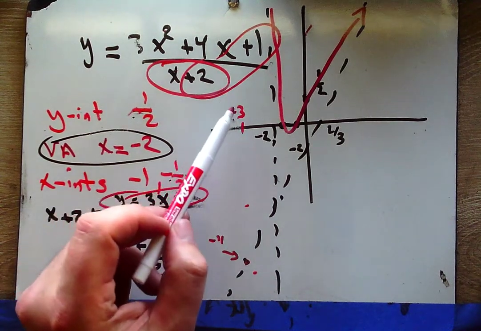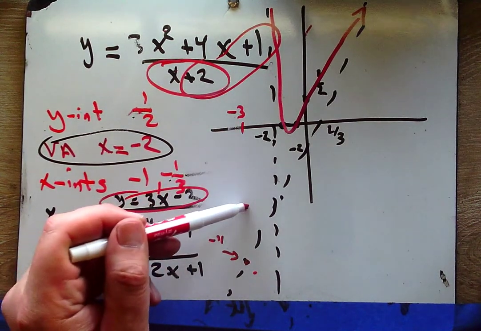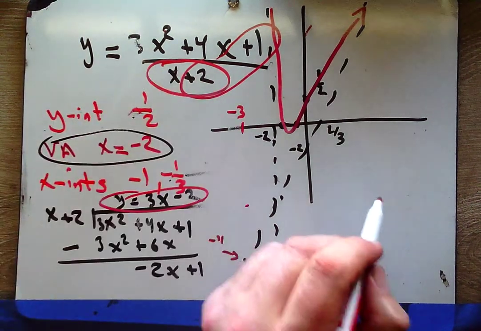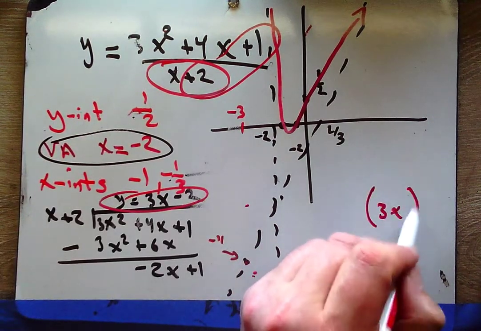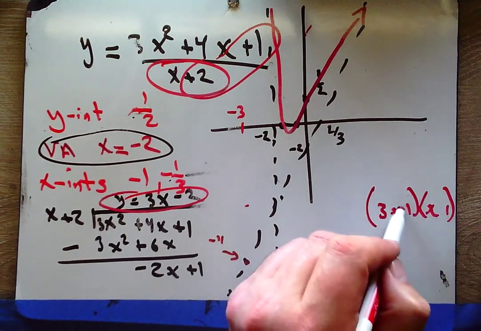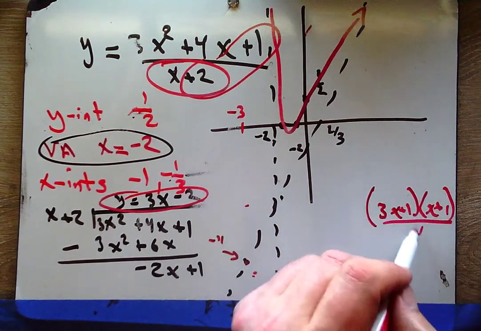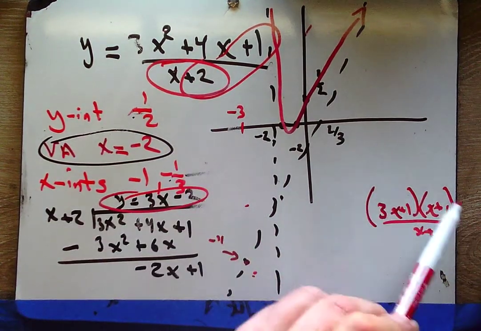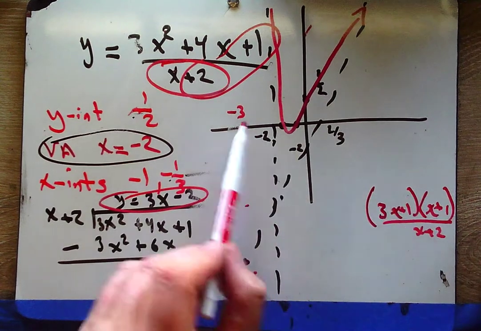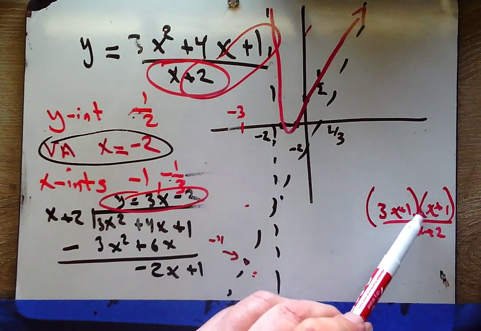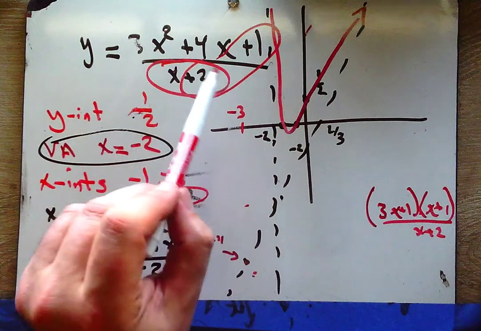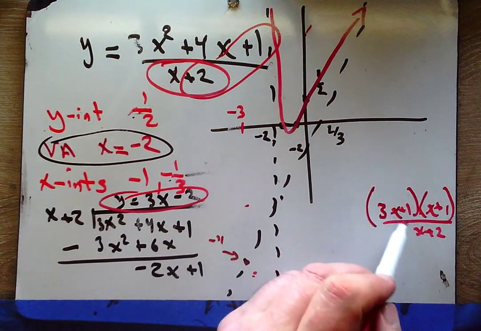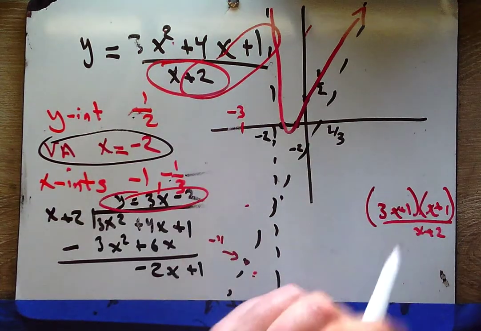I'm wondering if when I plug in a -3, do I get something up here or down here? Well, let's see what happens. We had factored the top as (3x plus 1)(x plus 1) over x plus 2. And the reason I'm thinking about that is because for me, plugging that -3 in here in the factored form is easier than plugging the -3 in here. You could do either, doesn't matter. But for me, a little easier here because I don't have to worry about squaring.